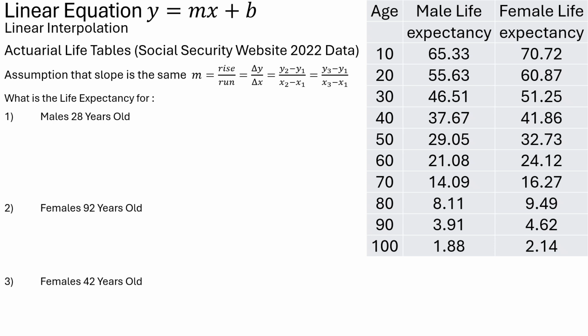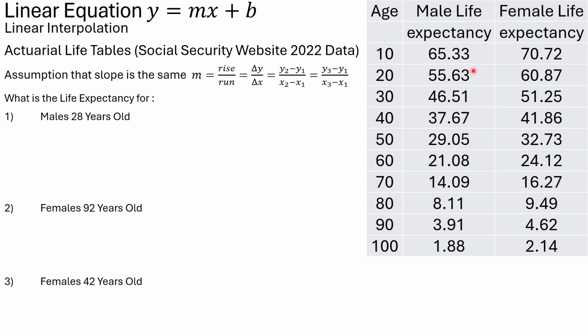Okay, we have a new table. We have actuary life tables. This is data from 2022. It was published in 2025 from the Social Security website. It tells us for a given age, for both males and females, the percentage of life expectancy.